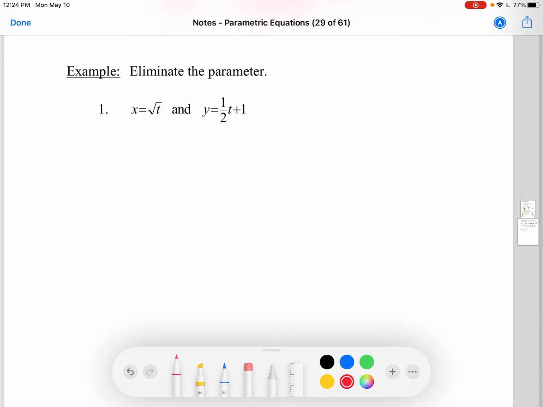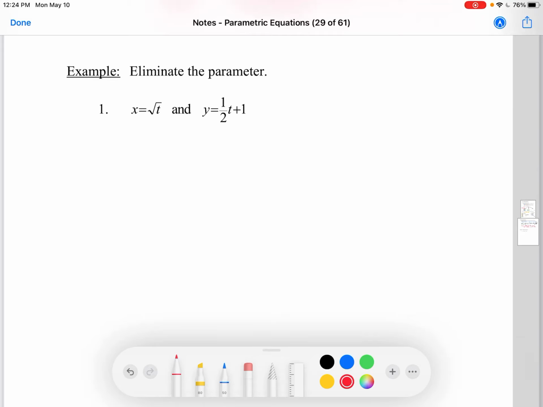So taking a look at question 1, if we want to eliminate the parameter, looking at that function x equals the square root of t, our first step is to solve for t, meaning we want t all by itself. Looking at the x equation, you're going to notice that t is already by itself, but it still has that square root around it. So I want to just solve for the plain and simple t. I don't want any excess information with it.